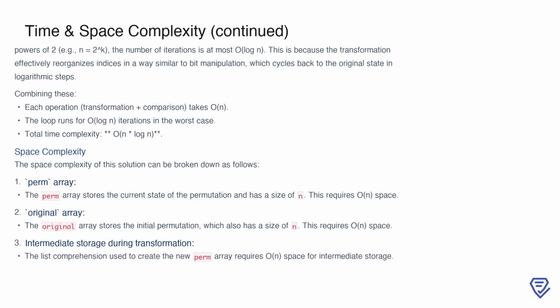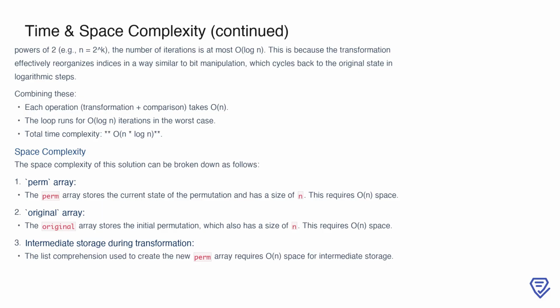Combining this with the work done in each iteration, we see that each operation, comprising the transformation and the equality check, takes O(n) time. Since the loop executes for at most O(log n) iterations, the total time complexity becomes O(n * log n). Now turning to space complexity, we observe that the perm array, which holds the current state of the permutation, occupies O(n) space.